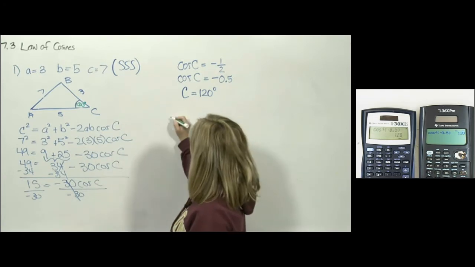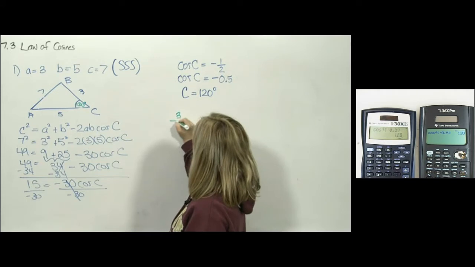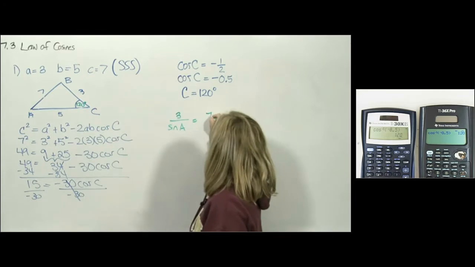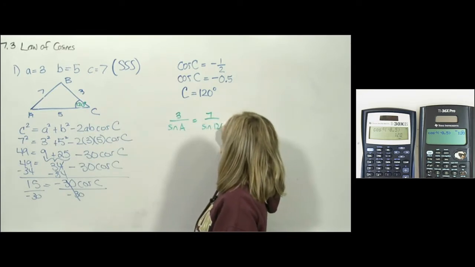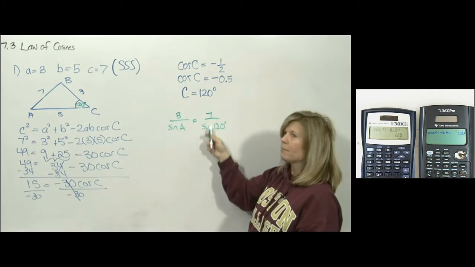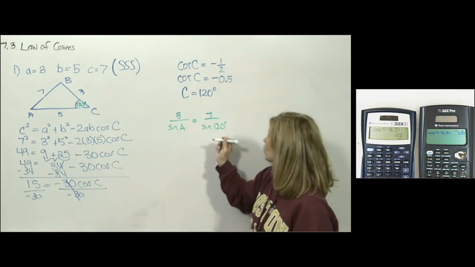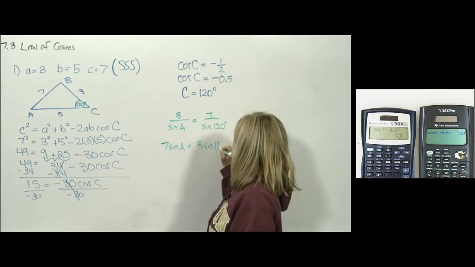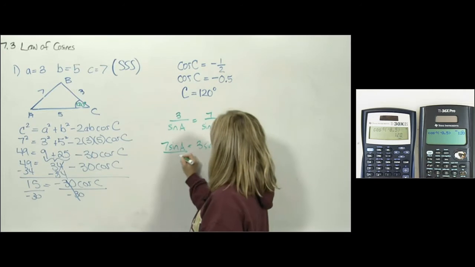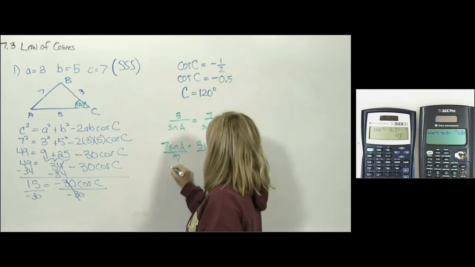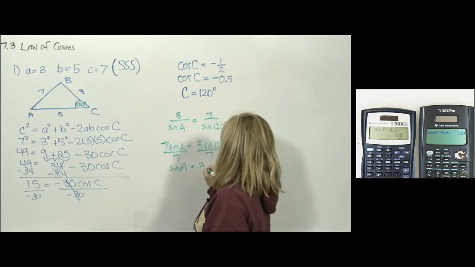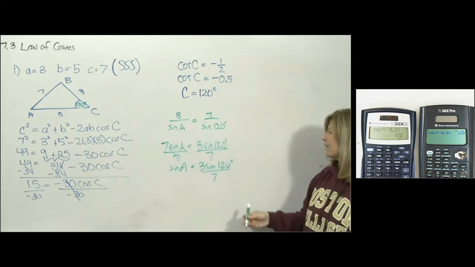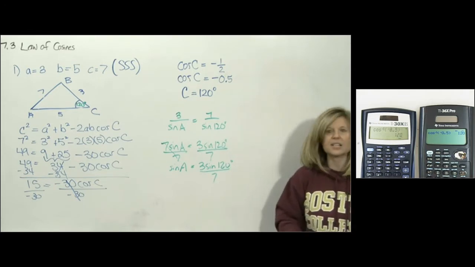So to find angle A, I'm going to use 3 over the sine of angle A equals 7 over the sine of 120 degrees. So I use my A's and my C's. I'm going to cross multiply. 7 sine A equals 3 sine 120 degrees. I'm going to divide by 7. Sine A equals 3 sine 120 degrees divided by 7. I don't have a choice. I got to go in my calculator, get out a decimal value of that.